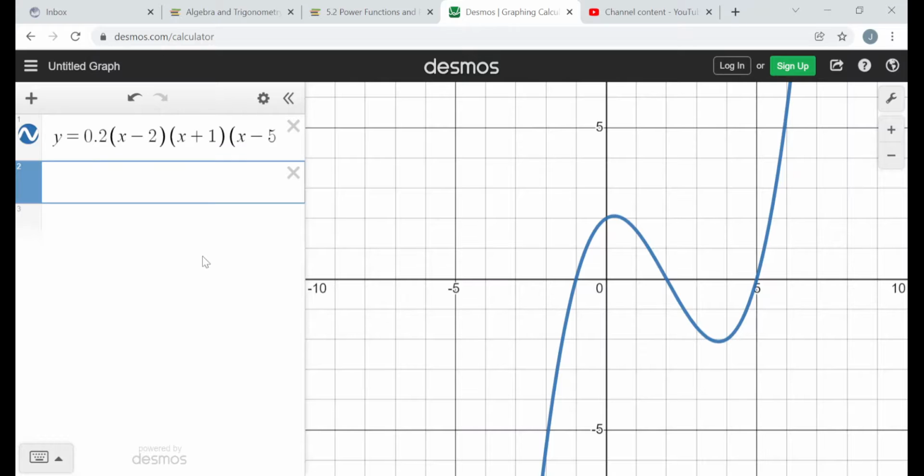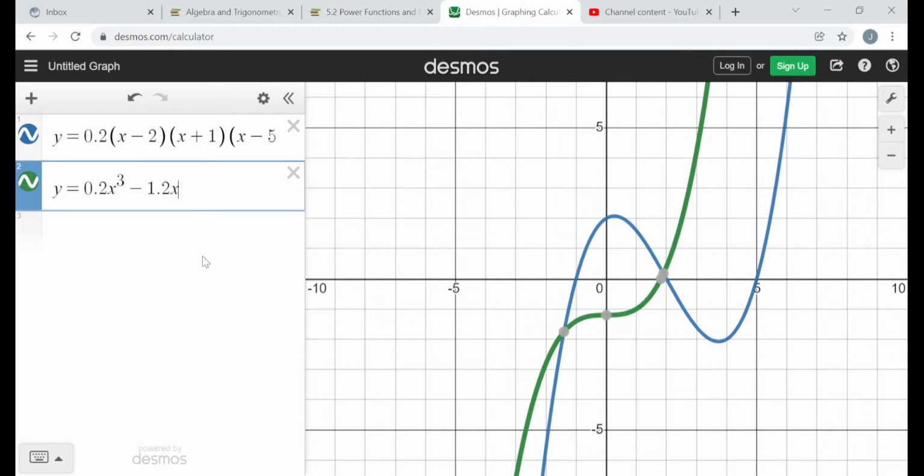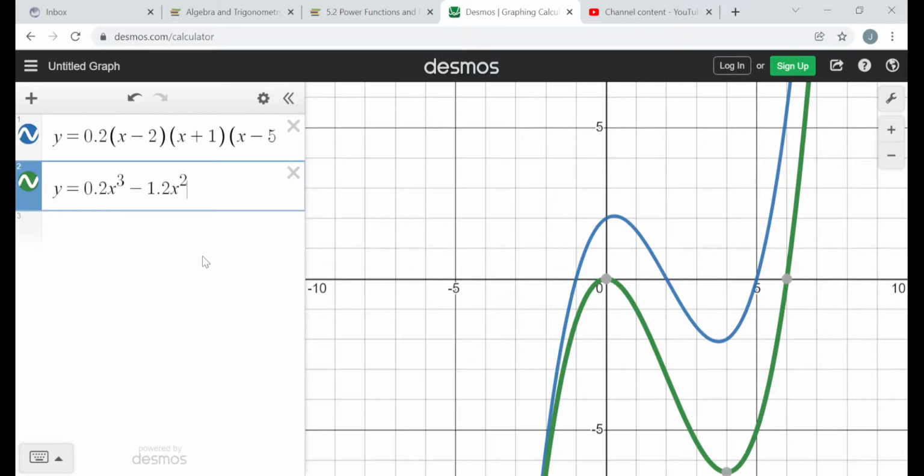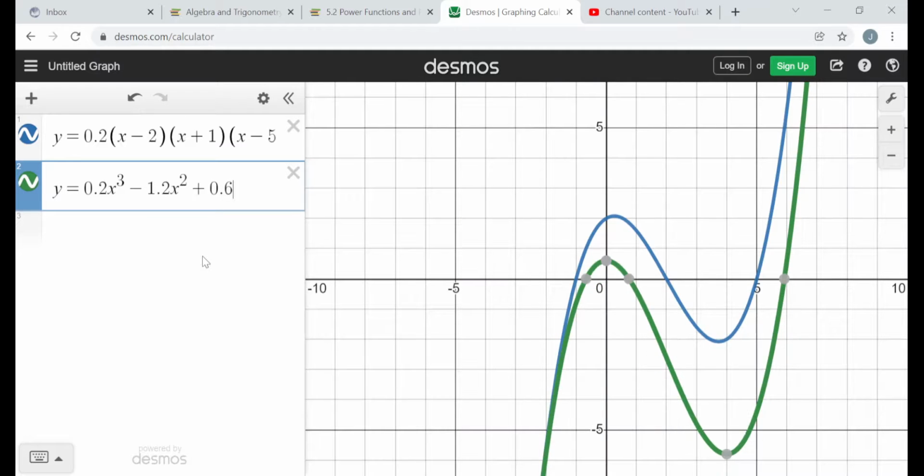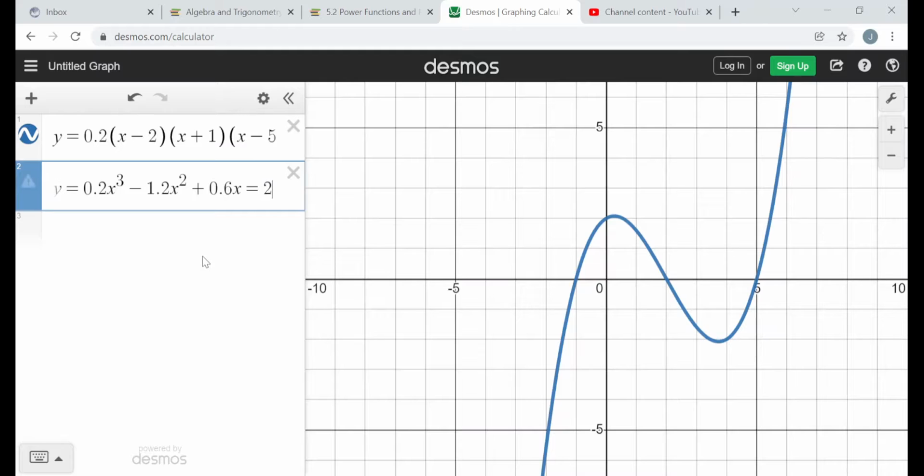And let me just verify that when I multiplied it all out, it's the same thing. So let me punch in y equals, we had 0.2 times x cubed minus 1.2 times x squared plus 0.6 times x, and then plus 2. And yes, it is. It's exactly the same, right on top of the other one. So that means I did a good job multiplying it out at least. I didn't make any errors there.